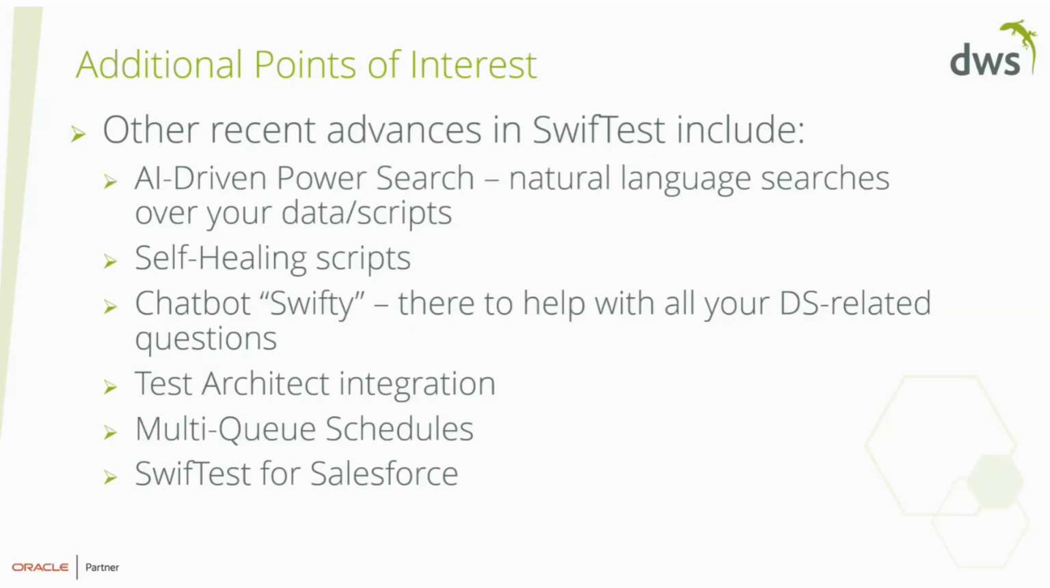So some other recent advances in SwifTest include AI-driven power search, also available to you today. This is where you are able to type in natural language queries over your own data and scripts. So you can just type in a question to the AI search to say, for example, how many test scripts have I run that have failed in the last 3 weeks? It will go away and think about it for a minute, and then it will come back with an answer also in natural language, and the data if that's applicable to your query.